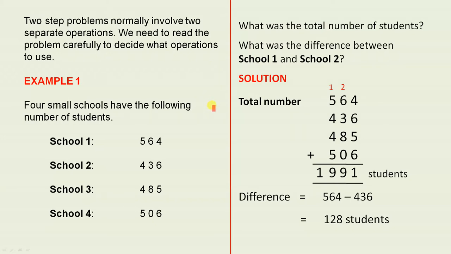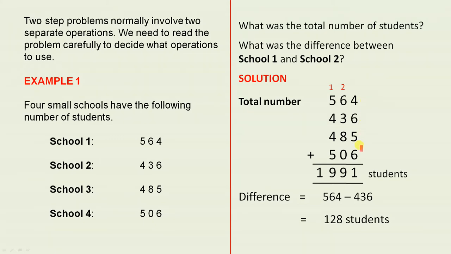Example 1. 4 small schools have the following number of students. So these are all the numbers we have here for all the schools. What was the total number of students? What was the difference between school 1 and school 2? So total number means addition.